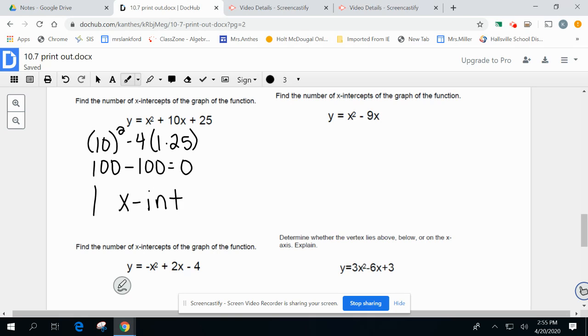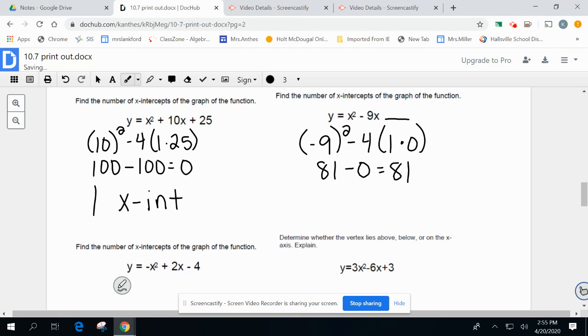Next, I have negative 9 squared minus 4 times 1 times 0. There's no c in this problem. There's nothing right here. So c is 0. So 81. Then negative 4 times 1 times 0 is 0. So I get 81. So there are two x-intercepts.